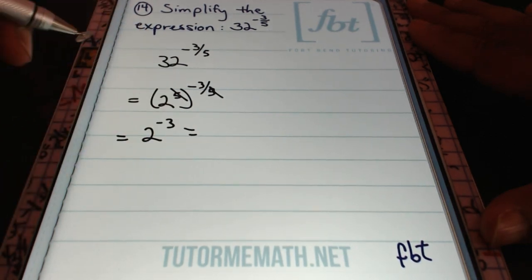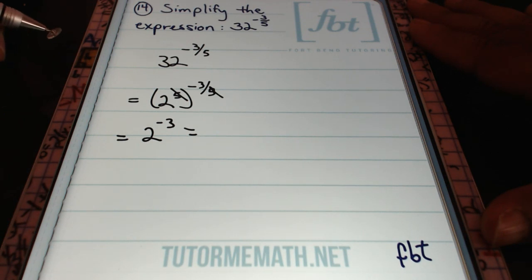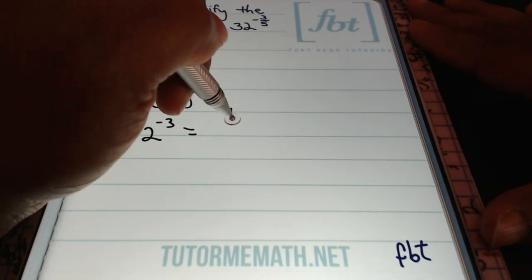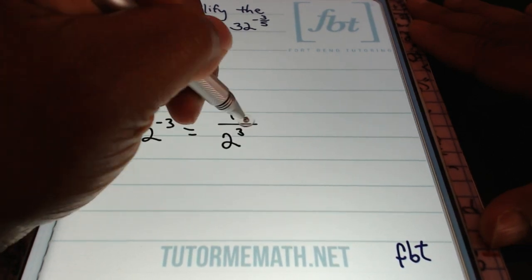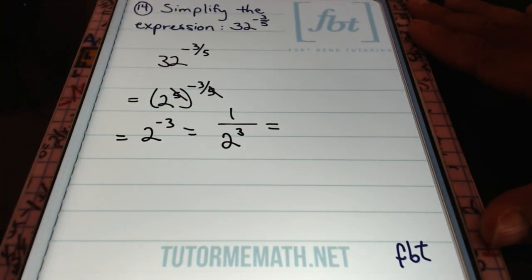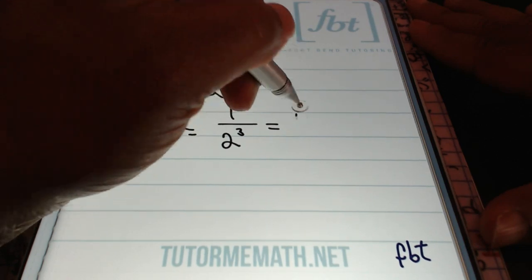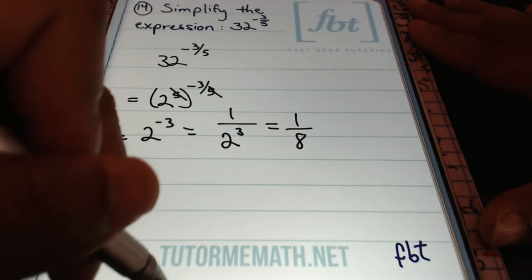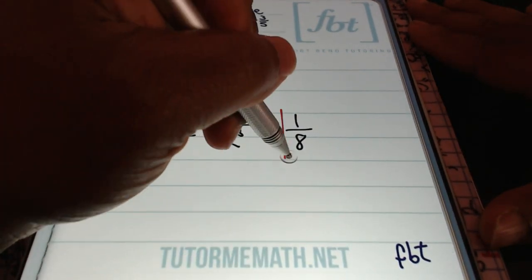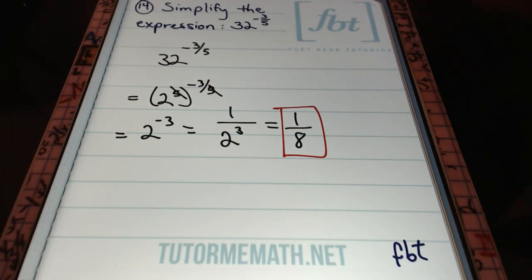I'll end up with 2 to the negative 3rd power. But with the negative exponent, we can eliminate that negative exponent by shifting this base of 2 to the denominator, so that we now have 1 over 2 to the 3rd power. And did you know that 2 to the 3rd power is 8? So this answer is 1/8, red boxing it.